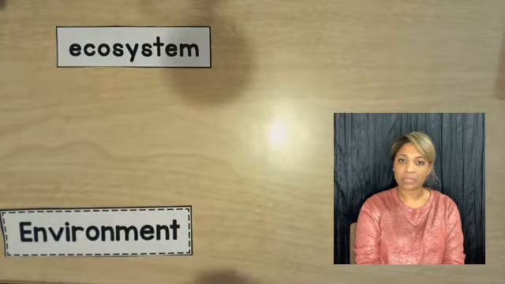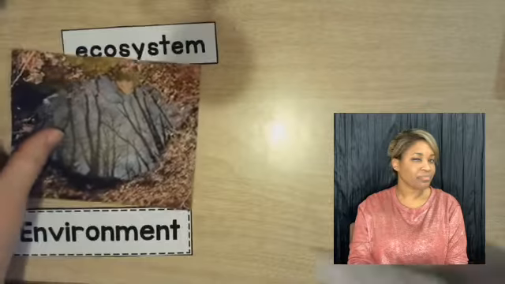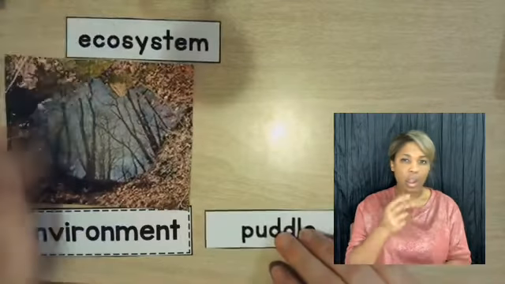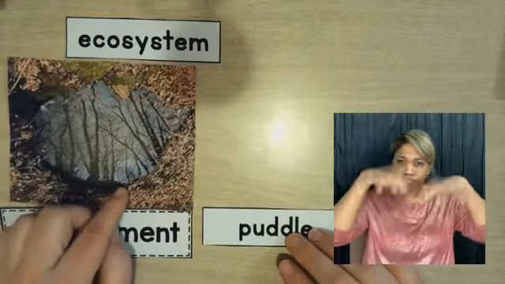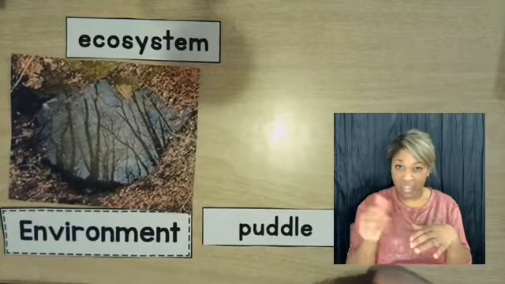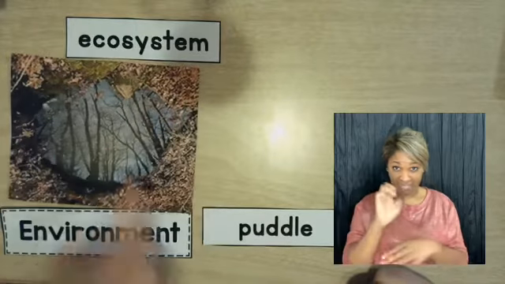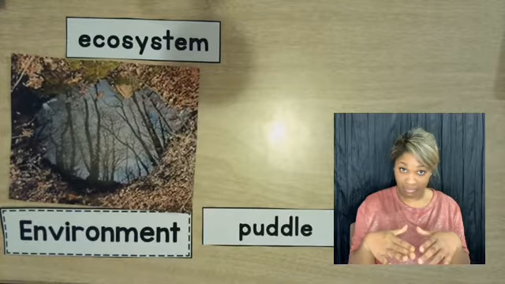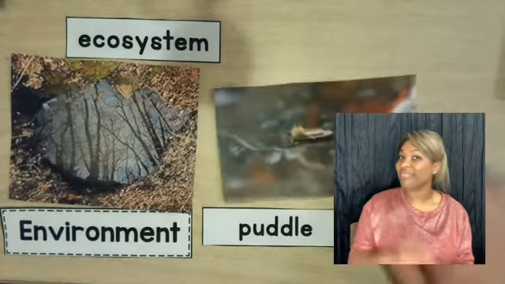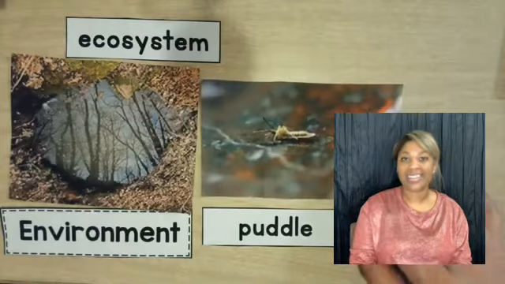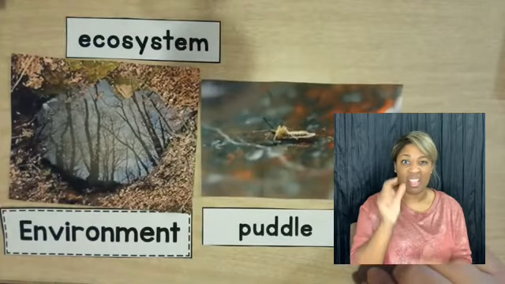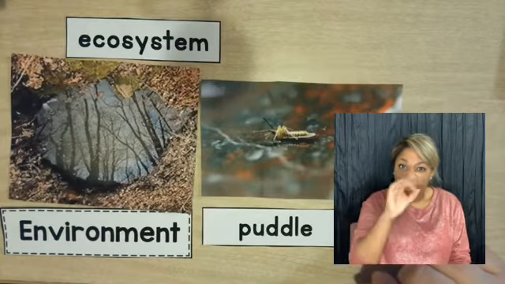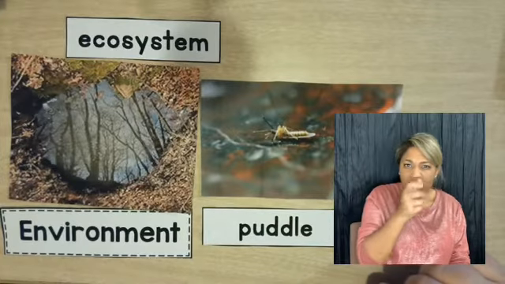Okay, I have a question. What about a puddle in your backyard? What about a rain puddle? Do you think that there's an ecosystem in a rain puddle? The answer is yes. There are probably little gnats, and there are probably little bugs around there.